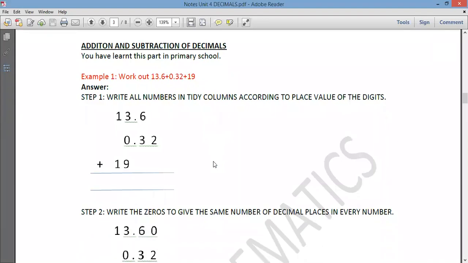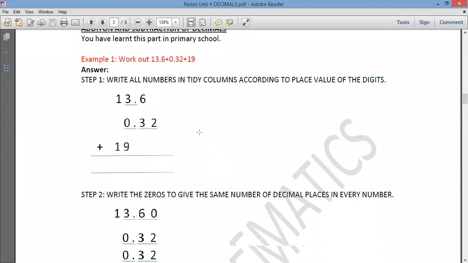Okay, then addition and subtraction of decimal. You already learned in primary school, I know, but some of you basic of your mathematics is not very good, so I have to repeat again in this chapter. So this question is about work out these three numbers.